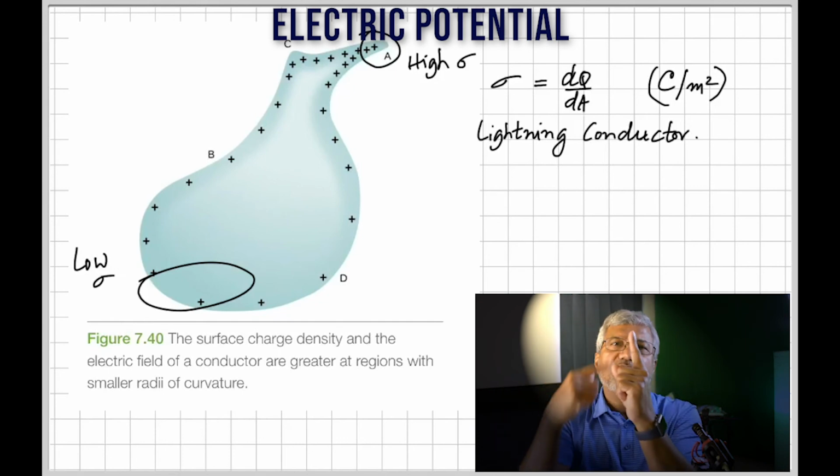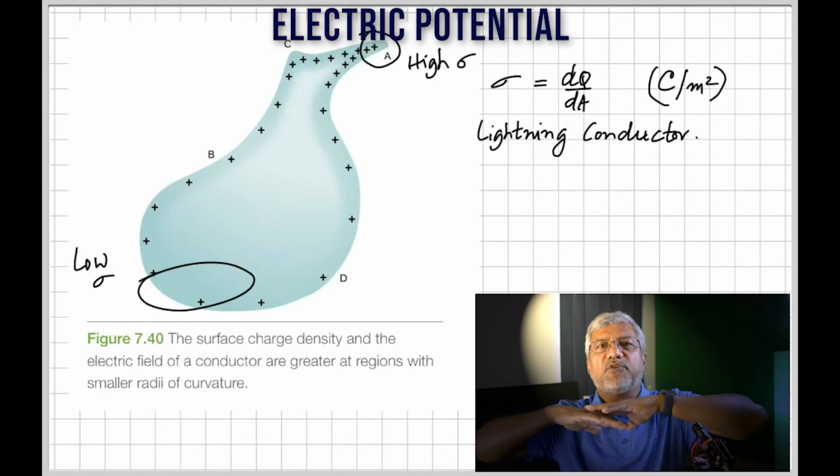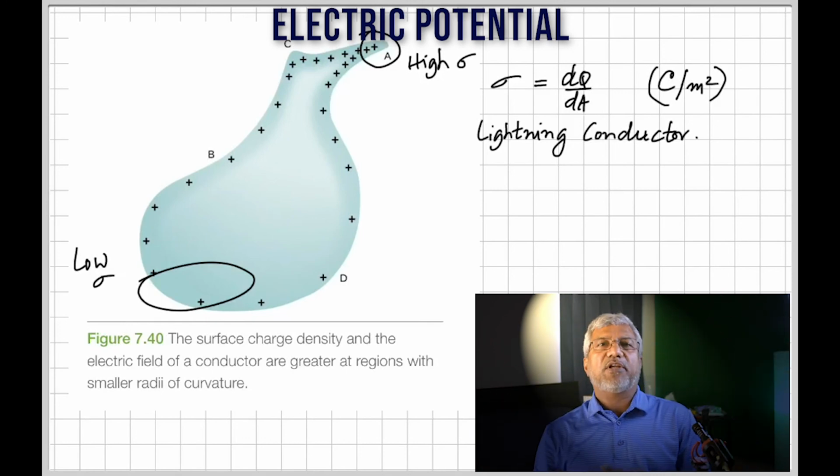If we did not have the lightning conductor, then the entire building, top of the building, would have got charged, and there would have been electric discharge happening through the building, which would have been very dangerous for the occupants of the building. So now I hope you understand the functioning of a lightning arrestor or a lightning conductor.